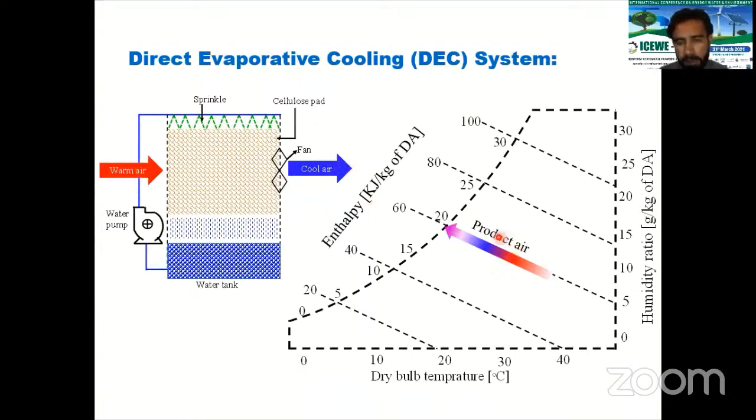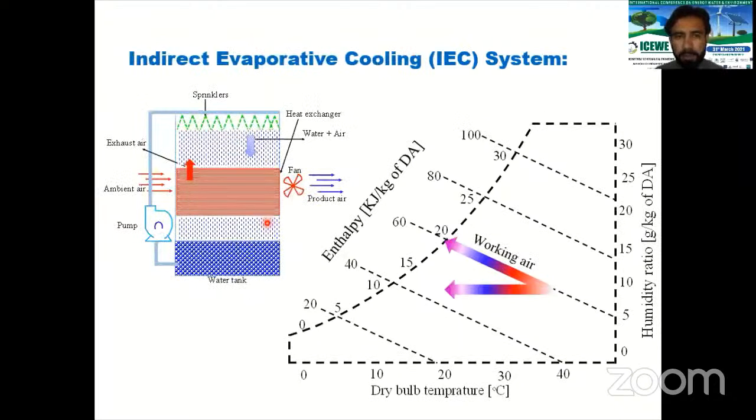This is the psychrometric representation of the direct evaporative cooling system. From the psychrometric representation, we see that in this system the enthalpy remains constant. The direct evaporative cooling system is an adiabatic system. In this system, the temperature reaches up to the wet bulb temperature.